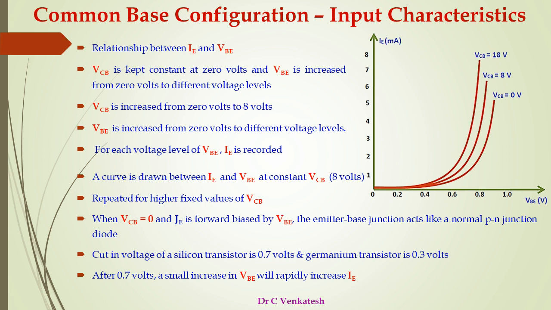When the output voltage VCB is increased from 0 volts to a certain voltage level, say 8 volts, the emitter current flow will be increased, which in turn reduces the depletion region width at the emitter base junction. As a result, the cut-in voltage will be reduced. Therefore, the curves shifted towards the left side for higher values of the output voltage VCB.